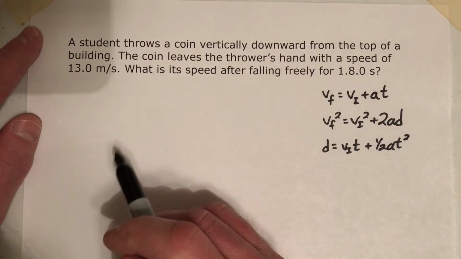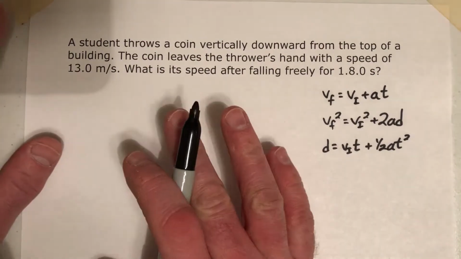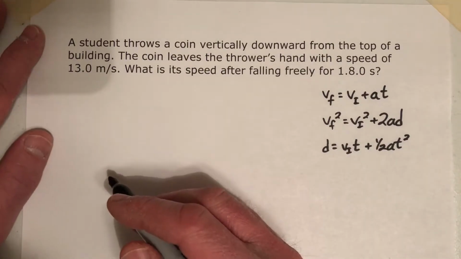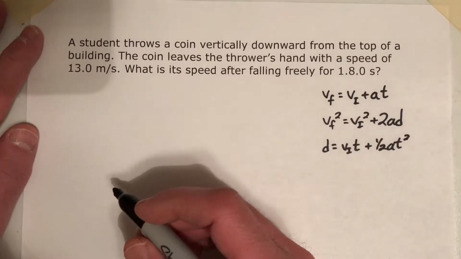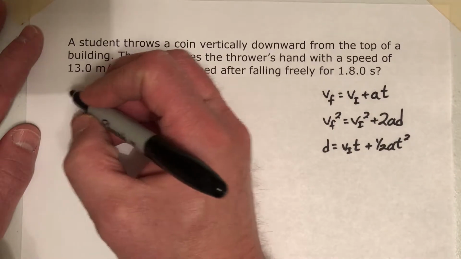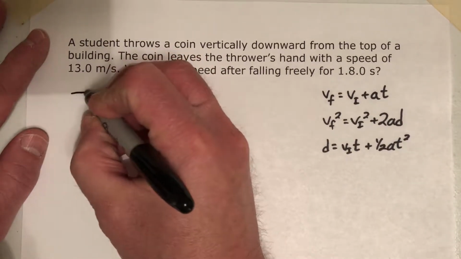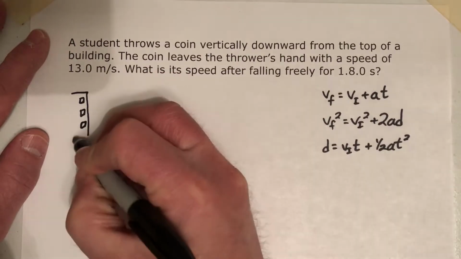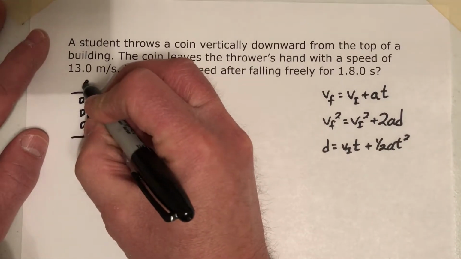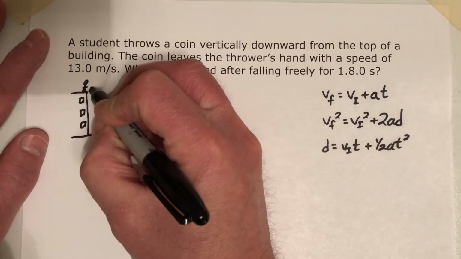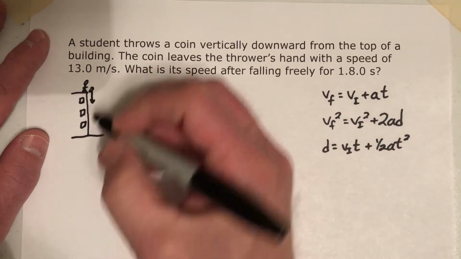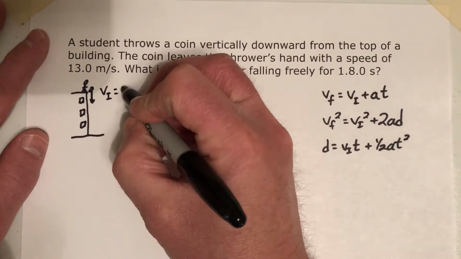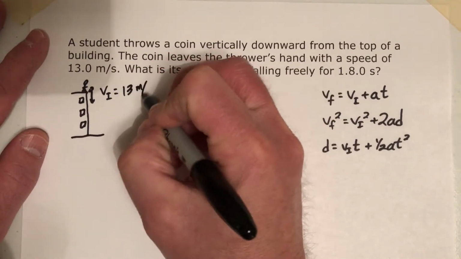A student throws a coin vertically downward. As soon as it leaves the person's hand, even though they're throwing it down, it is in free fall. From the top of a building, the coin leaves the thrower's hand with a speed of, so I like to draw a picture of what's going on. So here's my building. Here's the person. They threw a coin and the coin is going down. Speed, so the initial velocity of the coin is 13 meters per second.